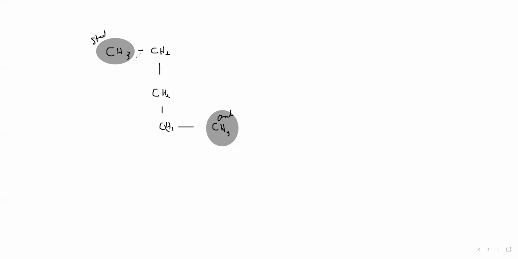Now, what is the name of this compound? How many carbon atoms? 1, 2, 3, 4, 5. For 5, what prefix do we use? So it is pent because of 5, and because there's a single bond throughout the chain, we call them ane. So it is pentane.